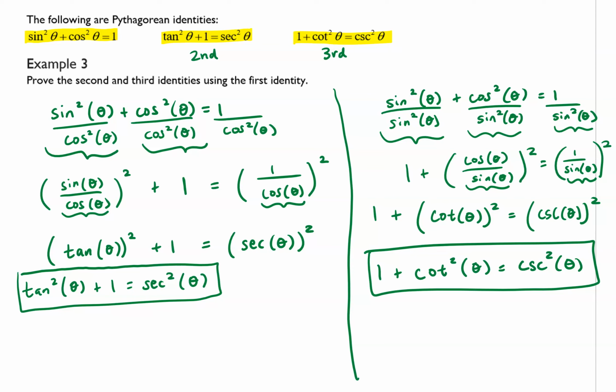I generally don't even memorize the second and third identity because it's pretty quick to derive them from the first one. So I, in general, only memorize the first one, and then when I need it, I'll pull out the second and third one. But that's completely up to you whether you decide to memorize the second and third one or just derive them from the first one.